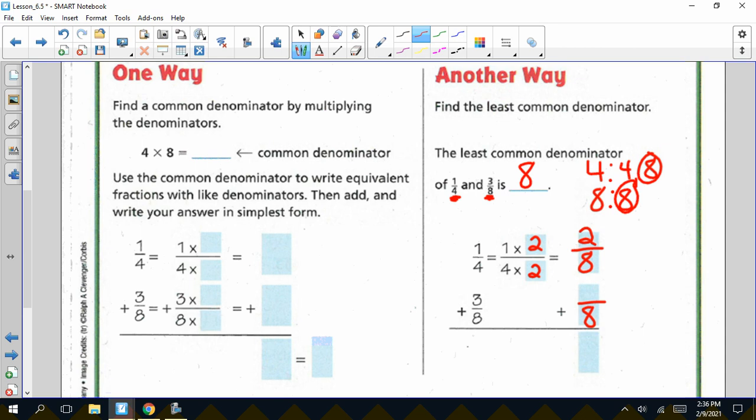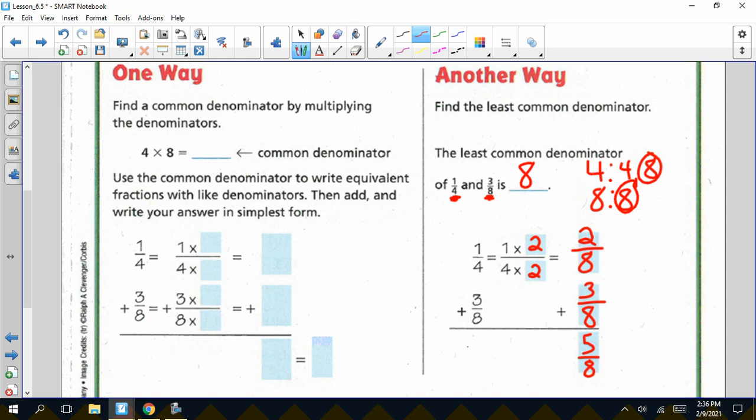On our second fraction, 3/8, it already has the common denominator. So I'm going to leave that alone and leave it the same. Now, we need to add 2/8 and 3/8. 2/8 plus 3/8 equals 5/8.